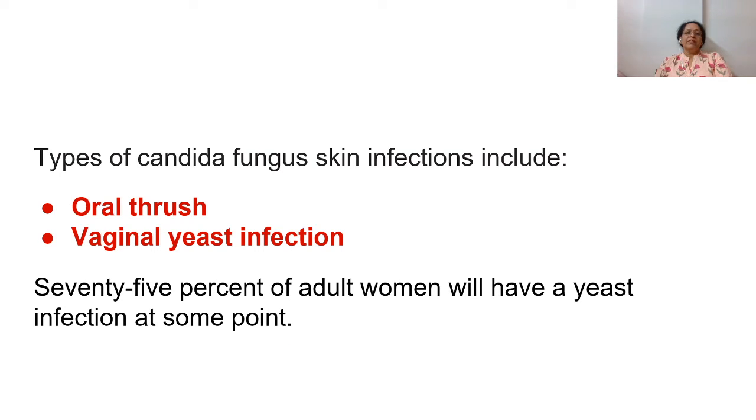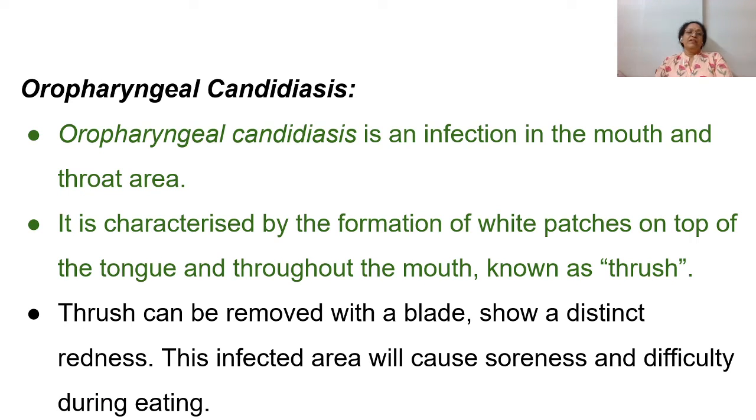albicans. There are a variety of skin infections by the Candida. First one is oral thrush, and the most important one is vaginal yeast infection. So 75% of adult women will have a yeast infection at some point. Now we'll see in detail oropharyngeal candidiasis.